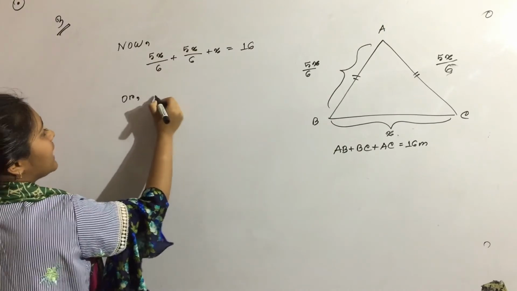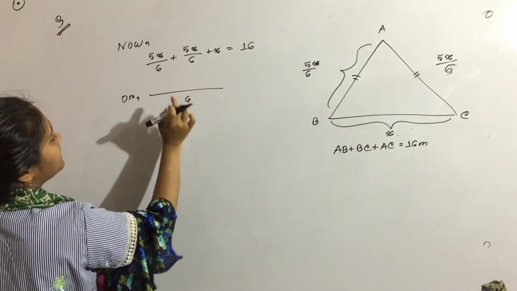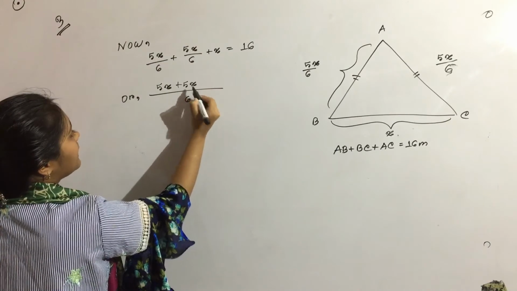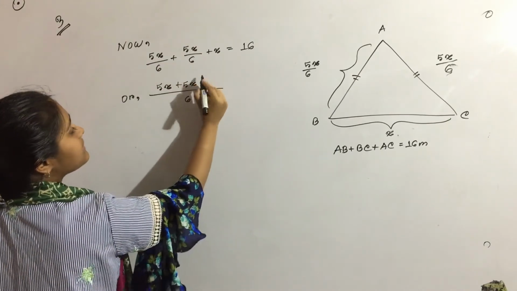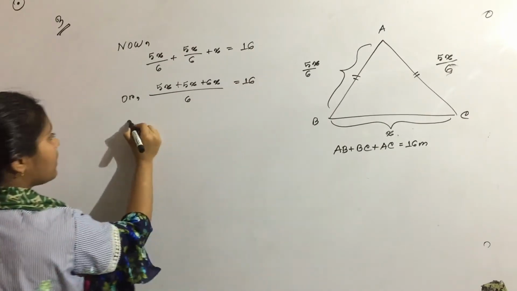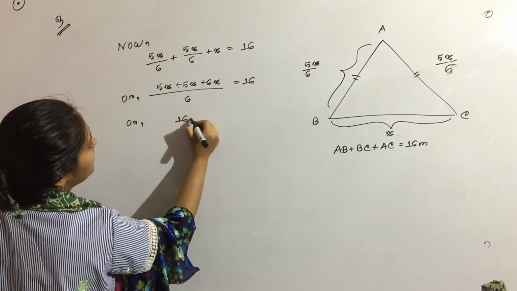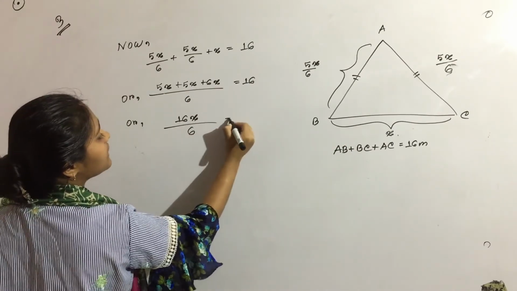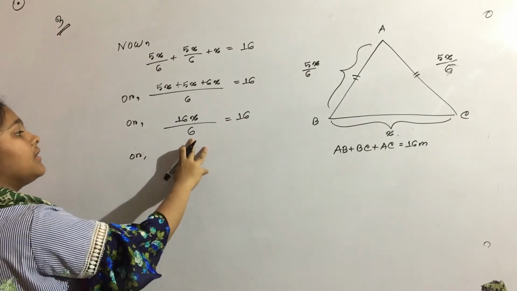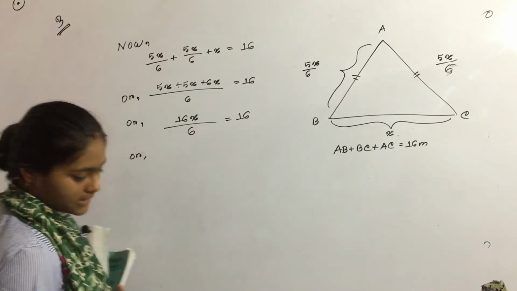Or we will add the three fractions. We will take the common denominator 6. 5x plus 5x, and in this case, 6 will be multiplied to x, plus 6x equals 16. Or 10x plus 6x equals 16x by 6 equals 16. Or this 6 which is here, in the division part, will come to multiplication in this part.